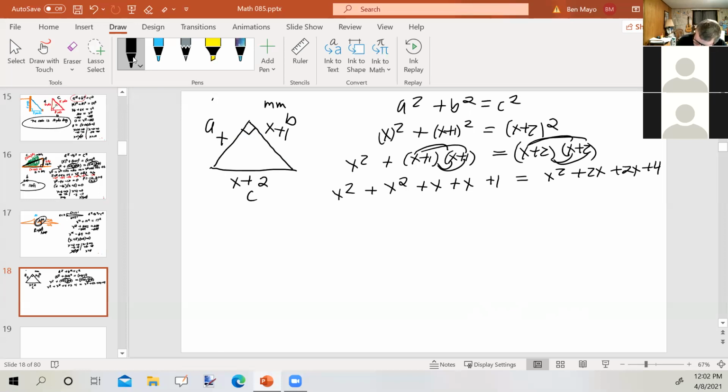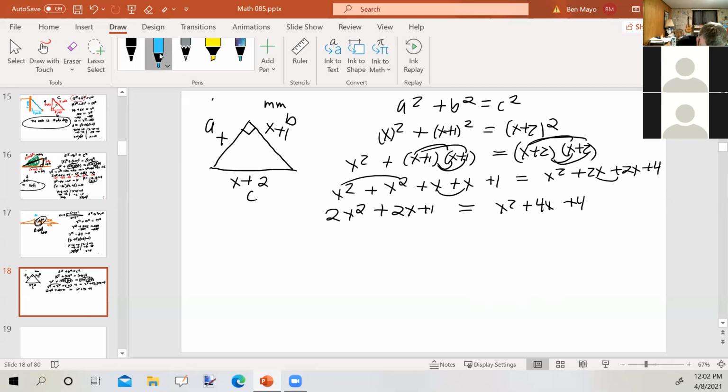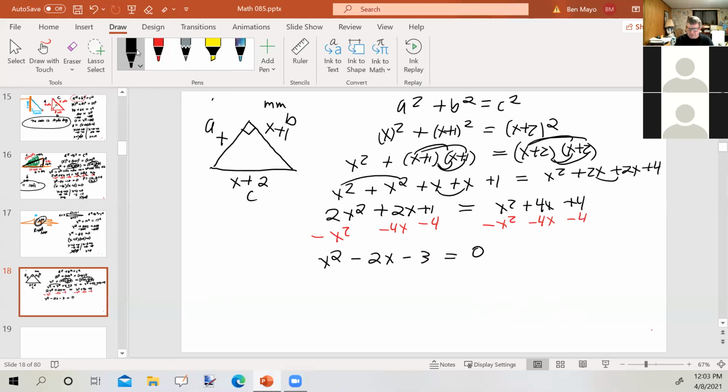Combining like terms, on the left side we get 2x squared plus 2x plus 1, putting those together and those together. On the right side, x squared plus 4x plus 4. Just like before, I'm going to move everything to the left side of the equation so that my leading coefficient is going to be a positive 1. So I'm going to subtract x squared from both sides, subtract 4x from both sides, and subtract 4 from both sides. I get x squared minus 2x minus 3 equals 0.